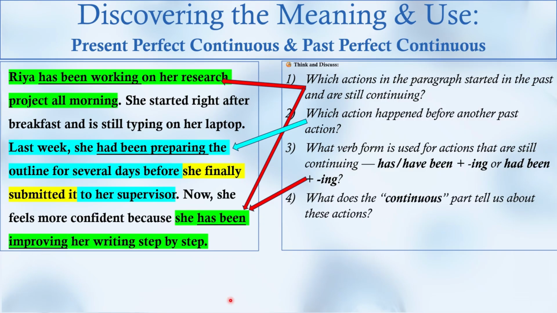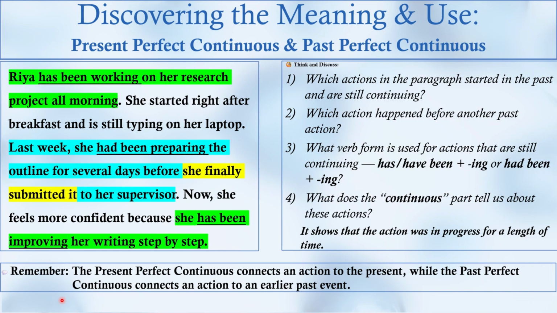Finally, what does the continuous part tell us? It shows that the action was in progress for a length of time, not just a single moment. We often use for or since to show the duration. So, both tenses focus on duration, but the time connection is different. The present perfect continuous links the action to the present, while the past perfect continuous links the action to another point in the past. Let's make this crystal clear with a timeline.